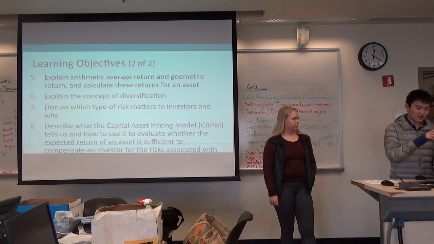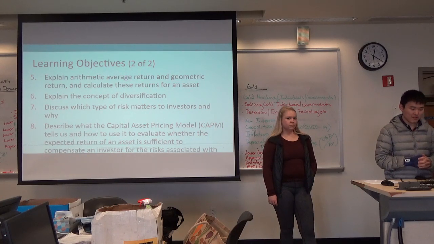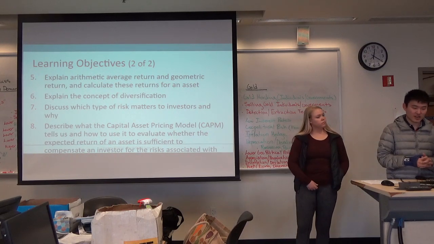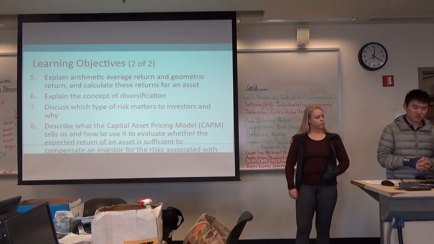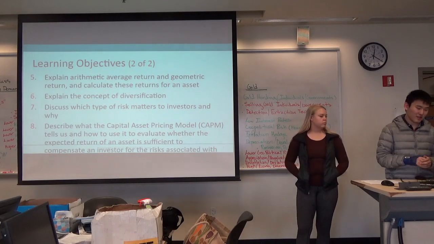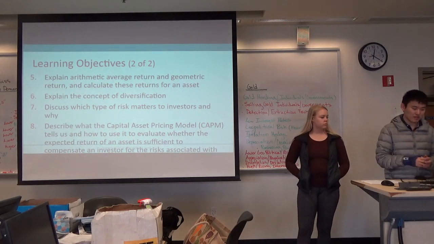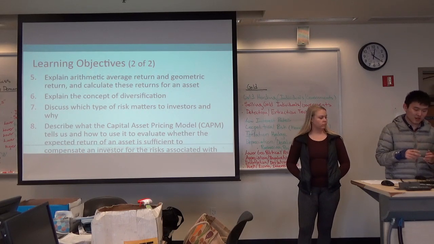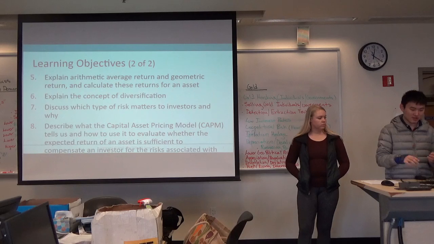And explain arithmetic average return and geometric return and calculate these returns for an asset, explain the concept of diversification, discuss what type of risk matters to investors and why, and lastly describe what the capital asset pricing model tells us and how to use it to evaluate whether the expected return of an asset is sufficient to compensate an investor for the risks associated with it.